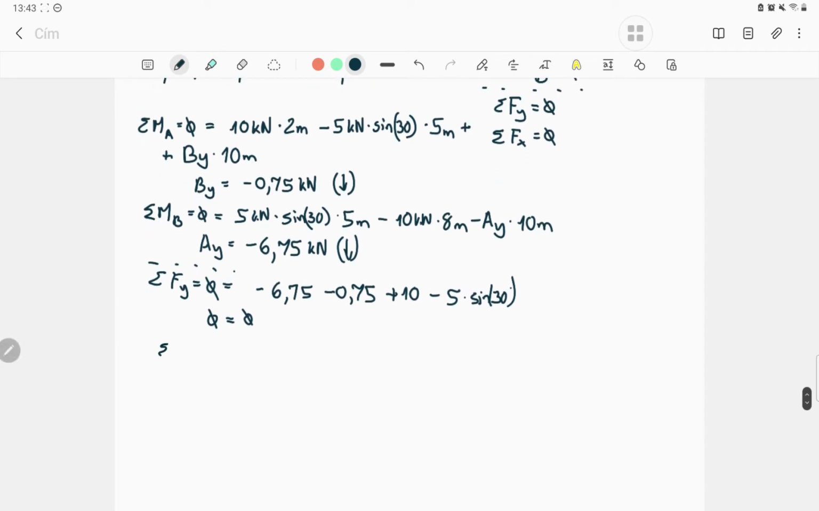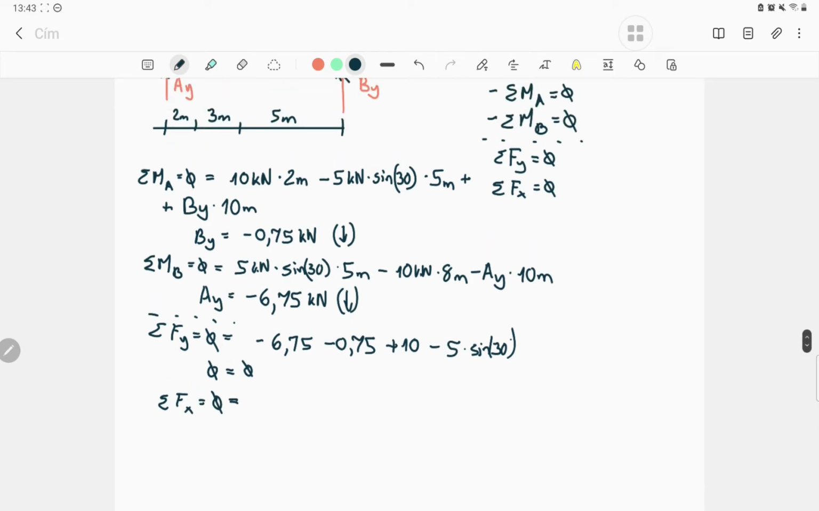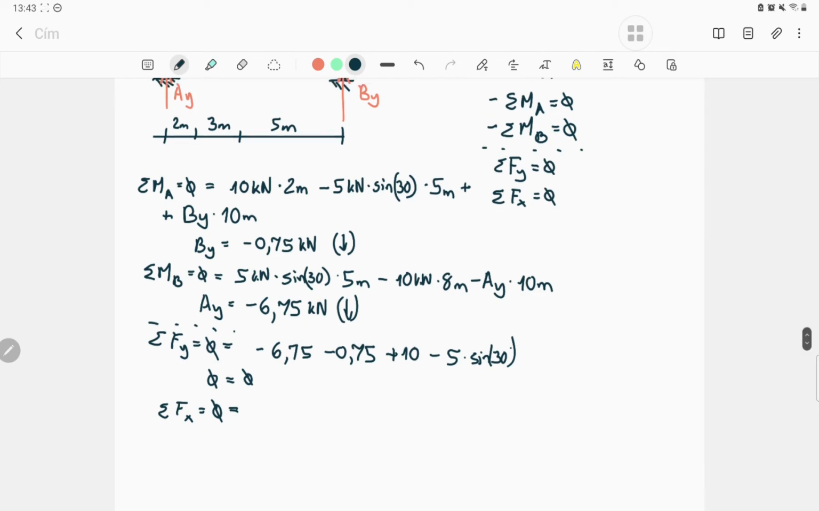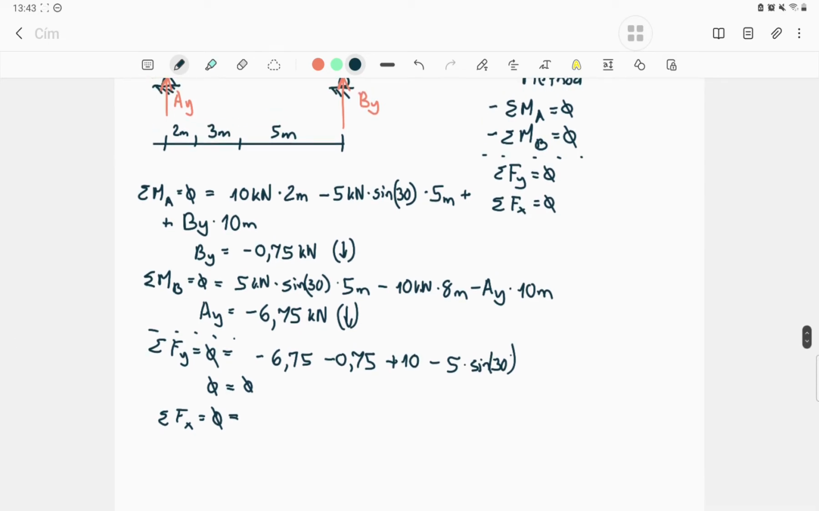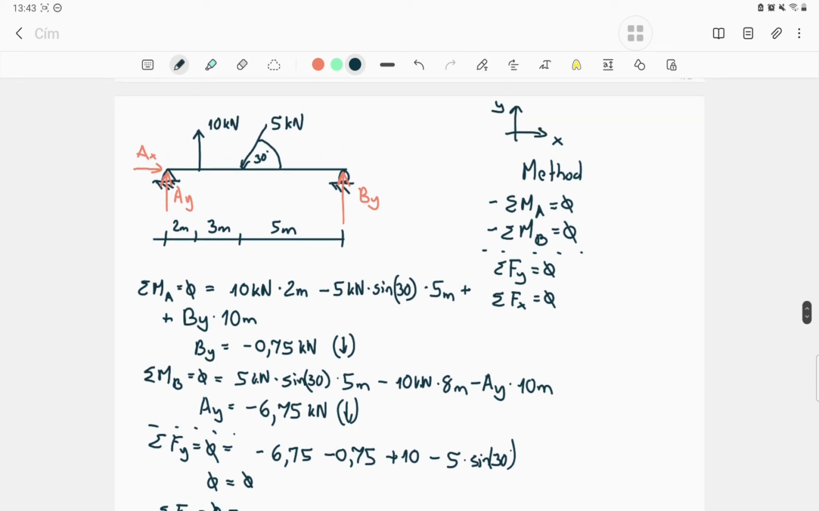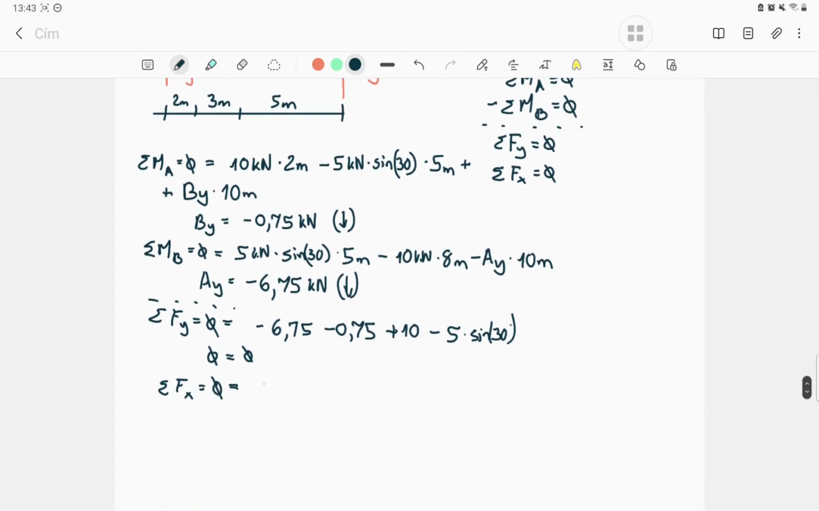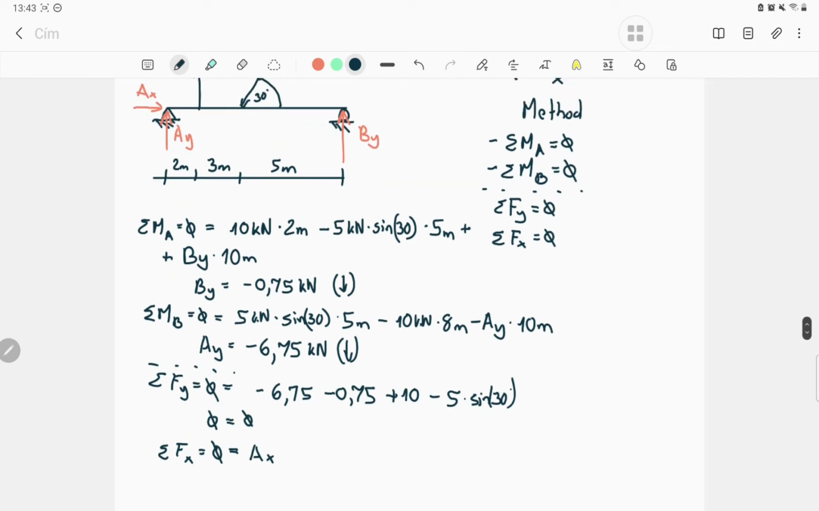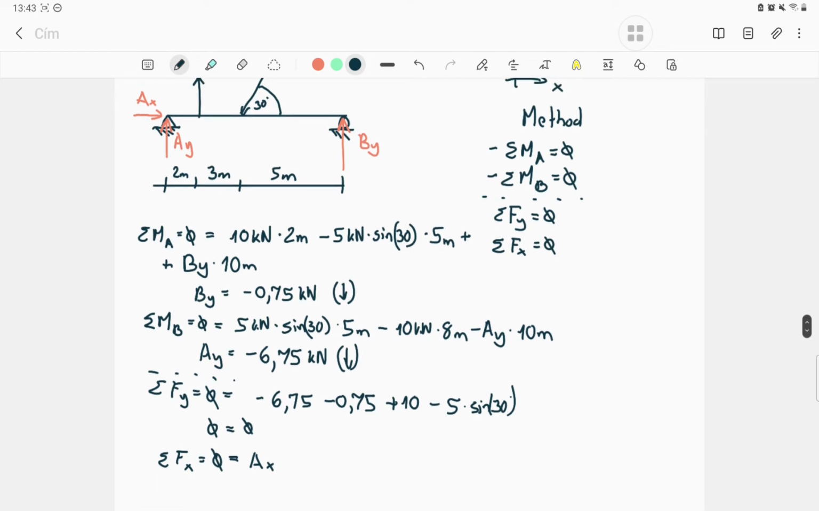Okay, the next step is the summation of Fx. So we have to write here all of the forces without any distance. This is just a force equation, don't forget. So we have to write everything, all of the forces parallel with the x, for example, the unknown Ax. Again, the positive direction is your decision. Now I choose the right direction as the positive, so everything going to the right will be positive and everything going to the left will be negative.